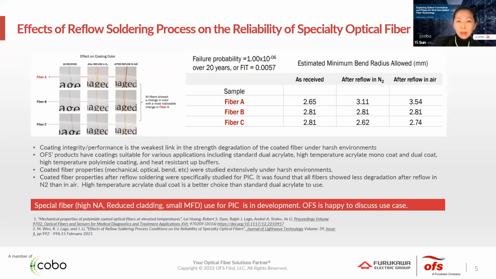The table on the right top shows the failure probability over 20 years, and the estimated minimum bend radius allowed for the three fiber samples studied. And the special fiber with high numerical aperture, reduced cladding and a smaller mode field diameter is optimized for PICs in development. And we are happy to discuss use cases.